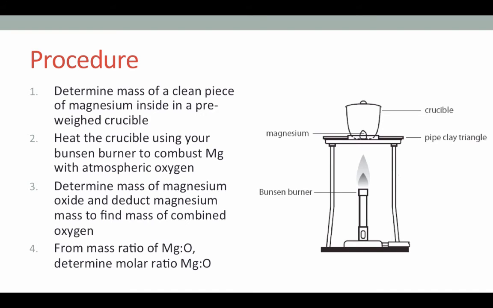Once combustion is complete, you will determine the mass of the magnesium oxide and subtract the mass of the magnesium that you determined in step 1 to find the mass of oxygen that was added. This is the combined oxygen. So from the mass of magnesium from the beginning and the mass of the oxygen from step 3, you can find the mass ratio. And then using the molecular weights from the periodic table, you can determine the molar ratio of magnesium to oxygen. More details about this procedure are in your lab manual. However, this is the overall idea behind the experiment, and I hope it allows you to visualize the purpose of each of the steps in the lab manual.